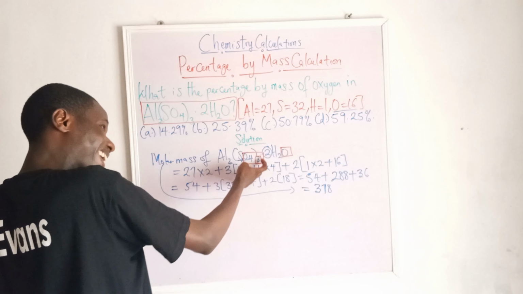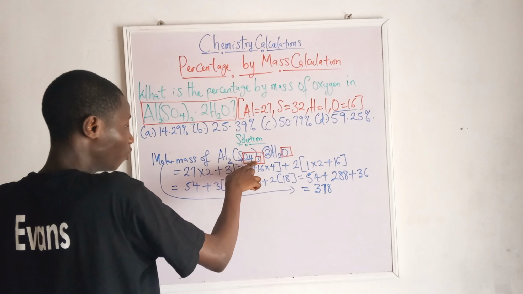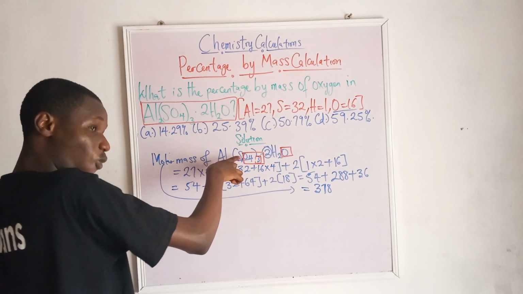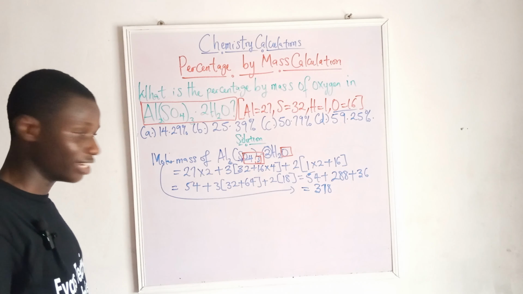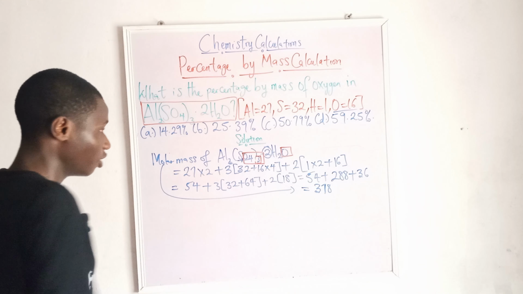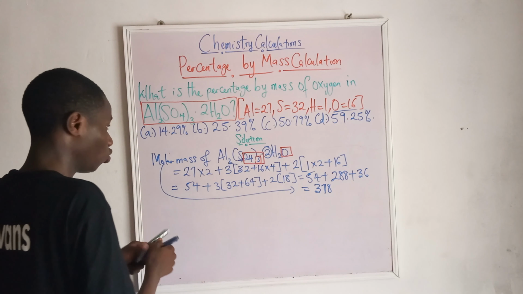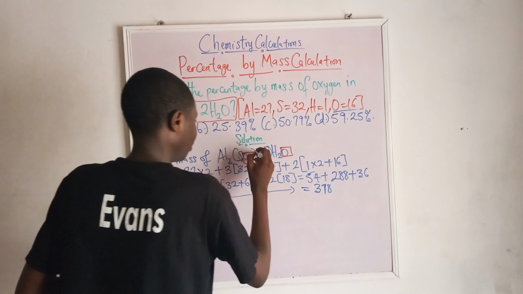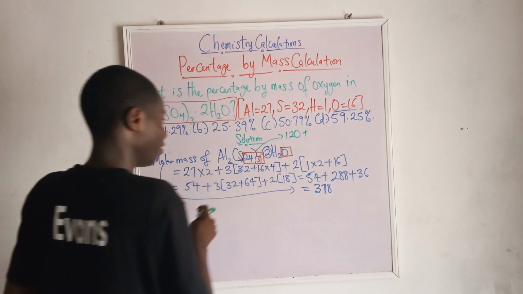There is still now another 3 in front. And I told you the implication of the 3 is that you have to multiply 3 by this 4 to get the whole oxygen there. I hope you understand. I hope I'm not confusing you. Do you understand? So it means here we have 12 oxygen here.